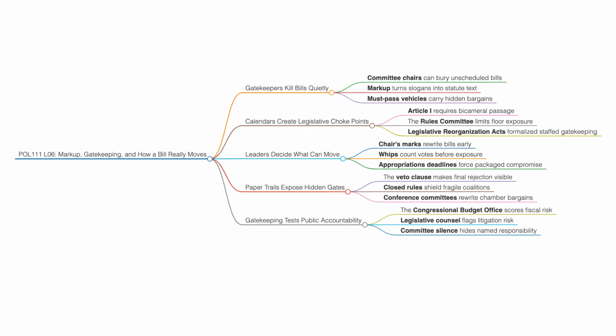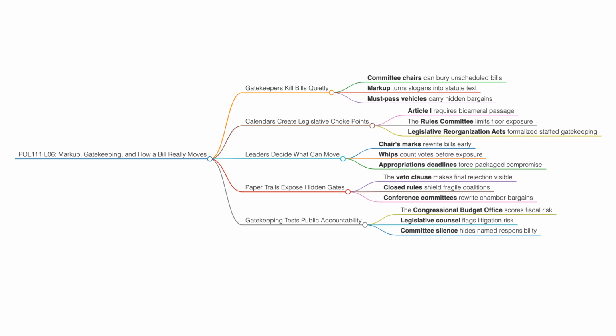This lecture focuses on markup, gatekeeping, and how a bill really moves. The core question is this: where does a bill really live or die when floor speeches get the cameras, but committees, calendars, and gatekeepers control the paperwork? The core competency is to outline the processes by which Congress develops, proposes, and enacts legislation.